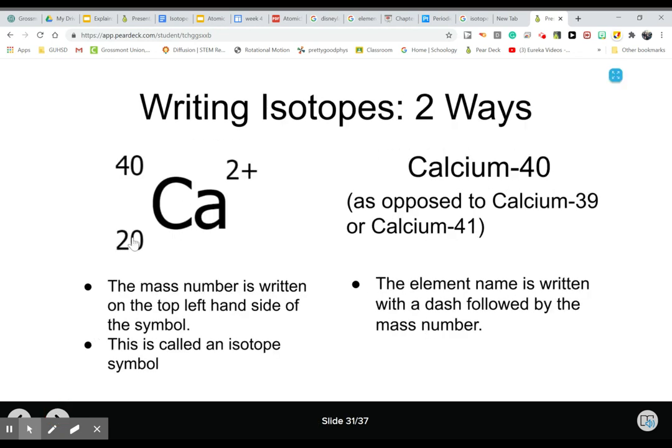When we're writing isotopes, we can write it like this, where we have the atomic number, the mass number, and the charge. Or we can write it like this, where we write the whole name. This is the isotope name, and this is the isotope symbol right here. For the isotope name, you write the name out, dash the mass number. So you could have calcium-39, calcium-41. Another example that you would see is carbon-12 and carbon-13. You maybe have heard of that in carbon dating.